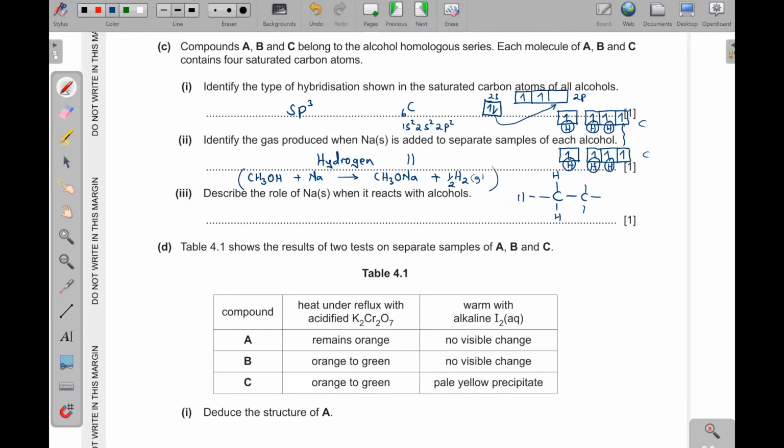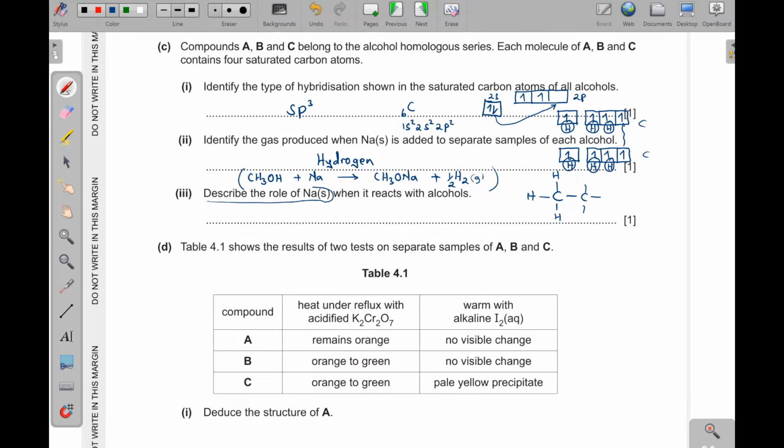Hydrogen. So identify the gas, then I can put hydrogen. So whether you write it as H2 gas, it is okay. They said identify. They didn't say write the formula of the gas. They didn't say write the name. So when they say identify, you can give the formula or the name. You get that? Now, what else do we have?